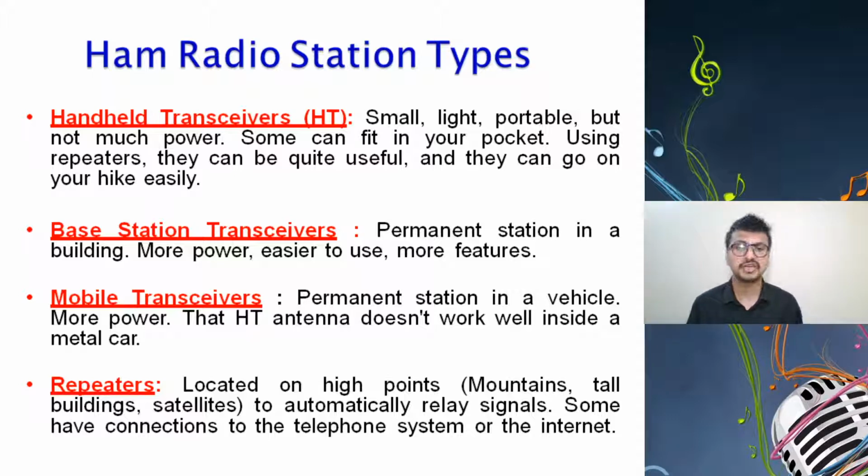If it's a base station, then it will have a lot more features, because you are in a particular place and don't have to go anywhere. You cannot keep that radio in your pocket, so you can expand. You don't have to think about its portability. So it can have a more complex structure, and you can have more and more features. The third radio station type is mobile transceivers.